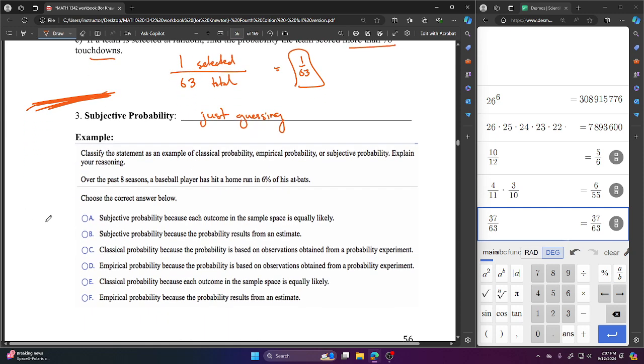Okay, good. Glad we got that. So classify this. Over 8 seasons, a baseball player hit a home run 6% of his at bats. I don't know much about baseball, but there are some numbers. Is that subjective? Is that just guessing? No, so those are wrong. Is it classical? Is it something like cards, dice, coins? No. Empirical? Is it something that can change over time? Yeah, that makes sense. Charts, data, stuff like that. So it's going to be one of these. Is the probability based on observations from experiments, or is it the result of an estimate? No, it's actual experiment things. They were going through and checking it and counting it up.